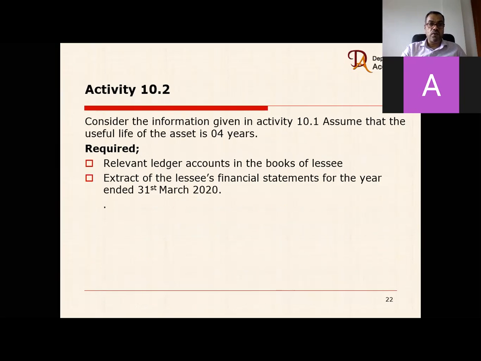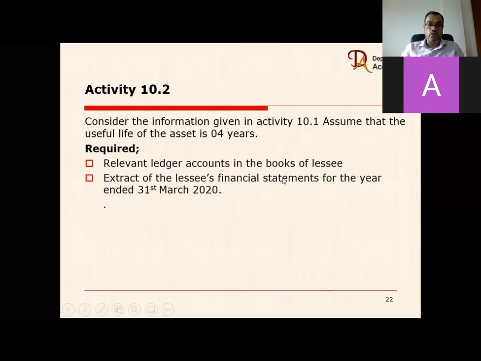Now we will quickly go to activity number 10.2. I hope that you have done it. If you have not done it, I can't help. I'll quickly go to the answer and explain it. This is an extension of activity 10.1. Here, assume that the useful life of the asset is 4 years. Consider the given information in activity 10.1 and assume that the lease useful life of the asset is for 4 years.